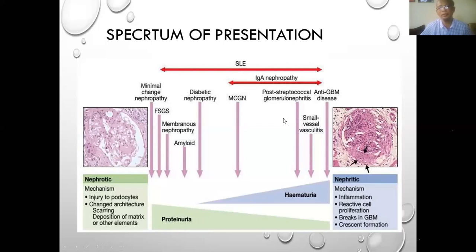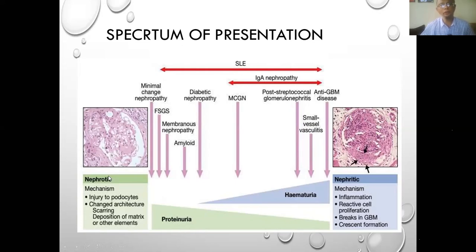What are the causes? As already mentioned, anti-glomerular basement membrane disease can occur, that is in Goodpasture syndrome. Also involved is vasculitis, especially small vessel vasculitis. And most important is post-streptococcal glomerulonephritis, where hematuria is a major feature. And there is also membranoproliferative glomerulonephritis, and IgA nephropathy. And in SLE, there may be features of nephritis as well as nephrotic presentation.